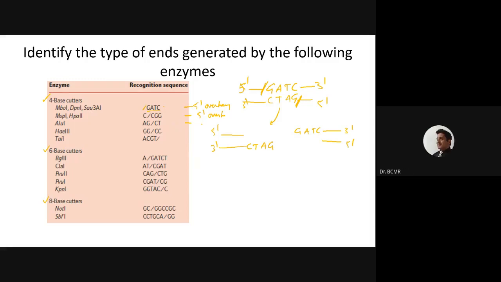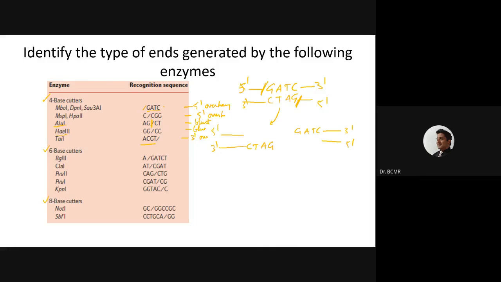Which overhang, what kind of overhang will be formed by AluI? It's 5' overhang, sir. It is cutting at the axis of symmetry, so it will be blunt ends. Okay? Yes, sir. So is the case with HaeIII. It is going to be blunt ends. And AatII, ACGT, will generate 3' overhangs.